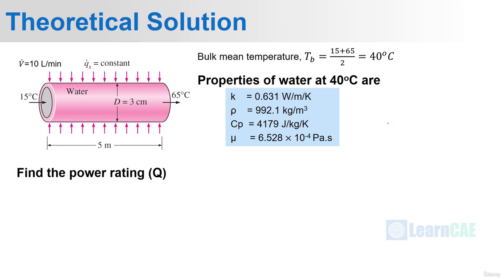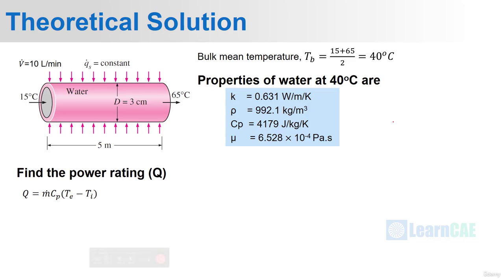First, we have to find out the power rating Q. This is nothing but the net heat transfer rate supplied into the fluid. The net heat transfer rate Q is given by m Cp ΔT, where m is the mass flow rate, Cp is the specific heat at constant pressure, and ΔT is given by Te minus Ti, that is, the exit temperature minus the inlet temperature. This is the amount of temperature rise for the fluid domain.